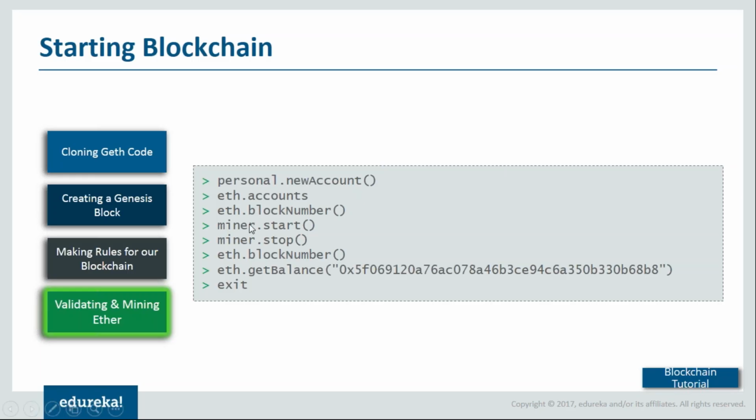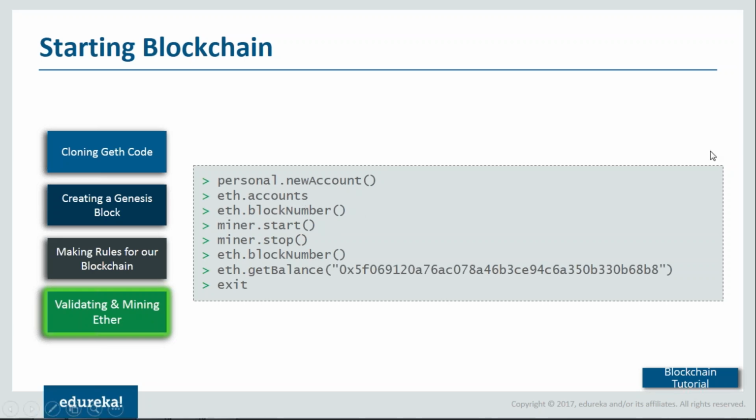Now the first command that we need to execute is personal.newAccount. This creates a new account as part of your blockchain which has a specific wallet attached to it. Every time that the blockchain mining happens, the wallet gets updated with respect to the Ether value. Apart from that, the next command is eth.accounts, which will help you check the various accounts which are part of the blockchain. Then you have eth.blockNumber.